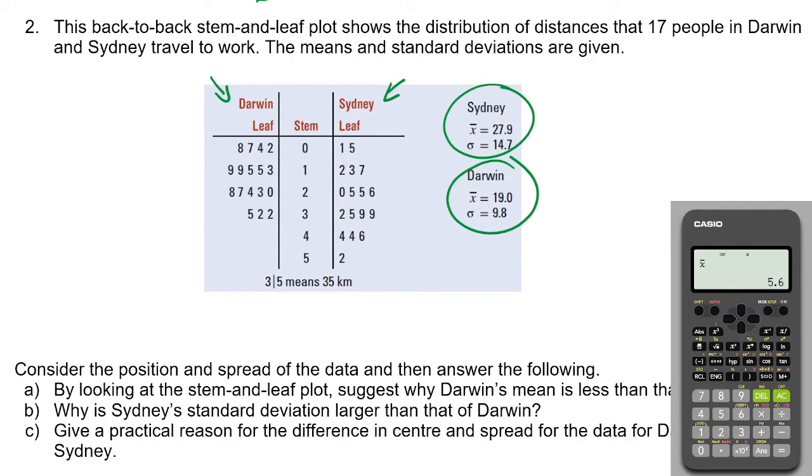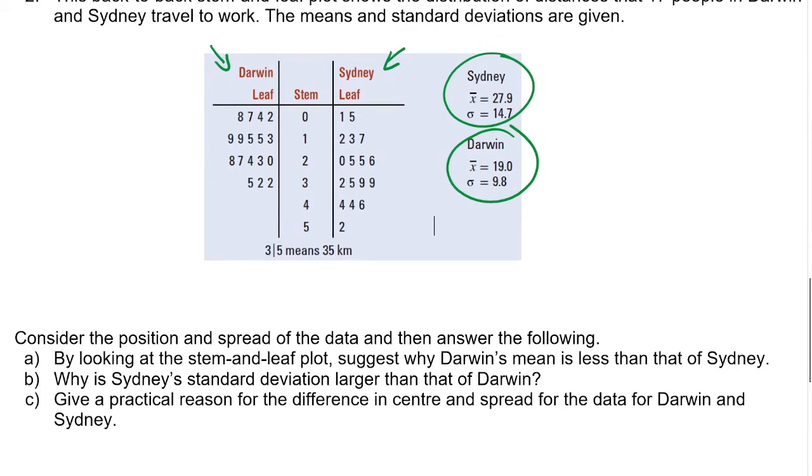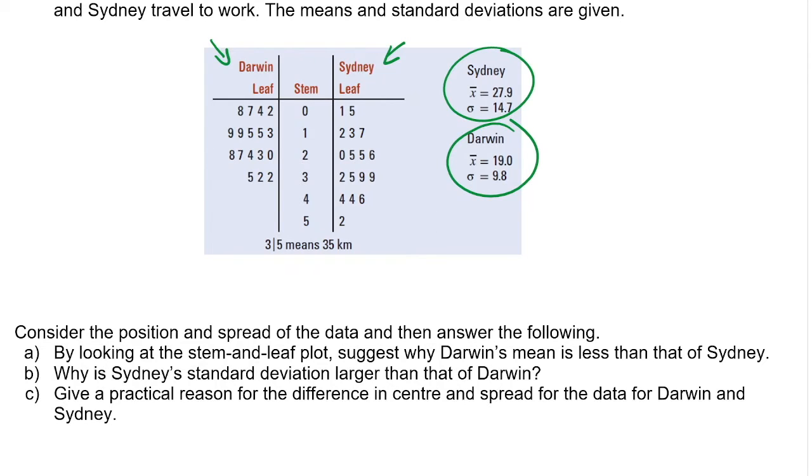Okay, now I'm just actually going to get rid of my calculator here, just because it's going to be a little bit in the way. Alright, so there's our questions. Consider the position and spread of that data and then answer the following questions. By looking at that stem and leaf plot, suggest why Darwin's mean is less than that of Sydney.